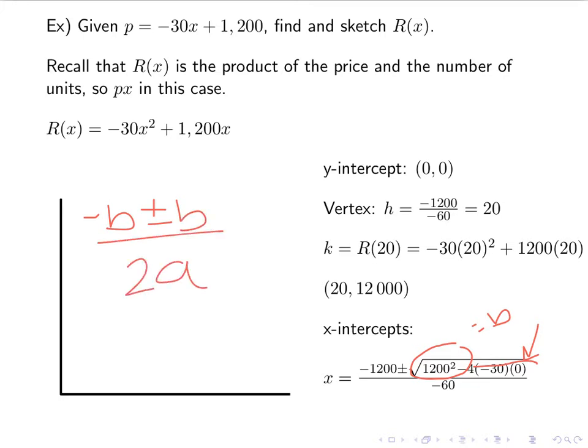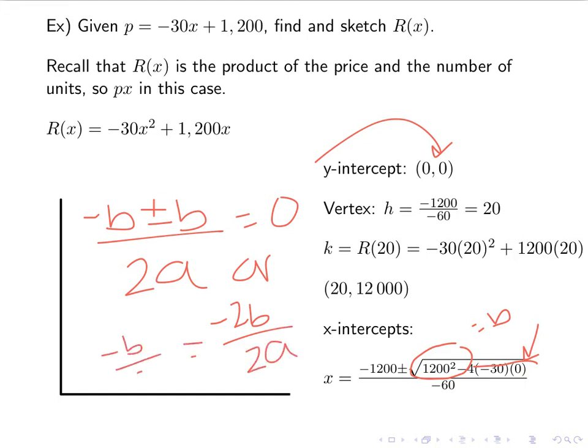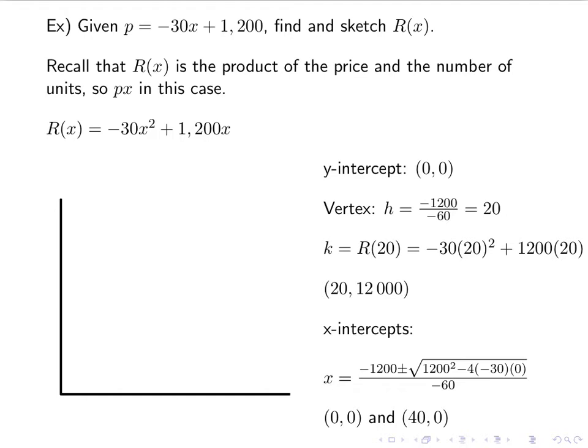Again, this is only for the revenue because the constant, c, is 0. Okay, so this gives me either 0 if I do negative b plus b, which I already knew, or negative 2b over 2a, which is negative b over a. So I can simplify it, but again, it's only for revenue, so just keep that in mind. So I have the 0, 0, and then I have negative b over a, which is going to be 40. So I have 0, 0, and 40, 0.